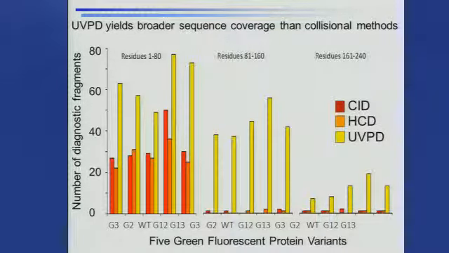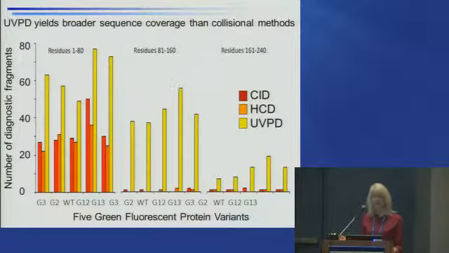of the protein. And so this histogram shown here compares CID, the higher energy HCD, and UVPD for 5 different protein variants of the green fluorescent protein called G3, G2, the wild type, G12, and G13. So it's just 5 different proteins. And what we're showing is the number of diagnostic fragment ions ranging from the first 80 residues of the protein to the middle 80 residues of the protein to the terminal 80 residues of the protein, going from N terminus to C terminus.